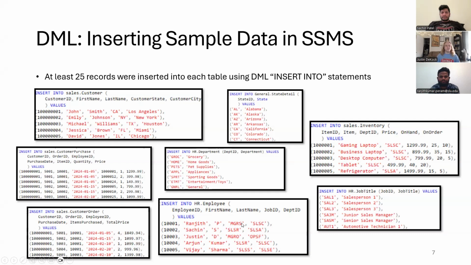Here's what the employee table looks like. You can see it's linked to a job ID here, which is linked to a job title. And then they're also linked to a department ID, which are defined here. And then we can see with the inventory, these are the numbers that are referenced over here as item ID in the customer purchase table.